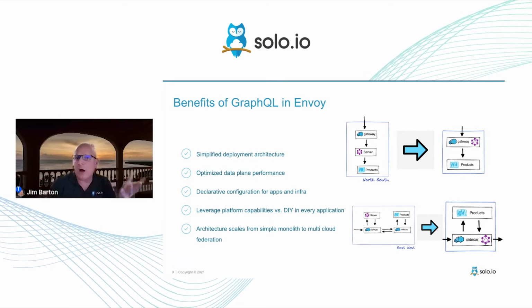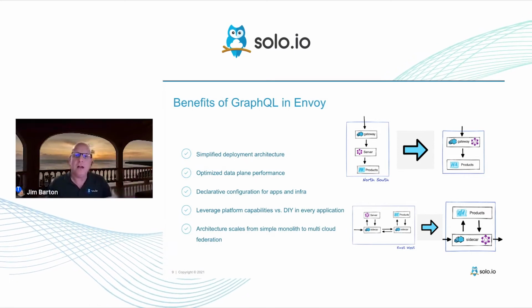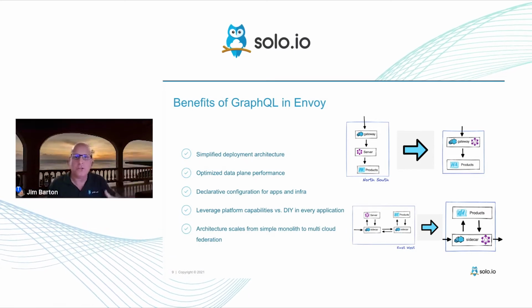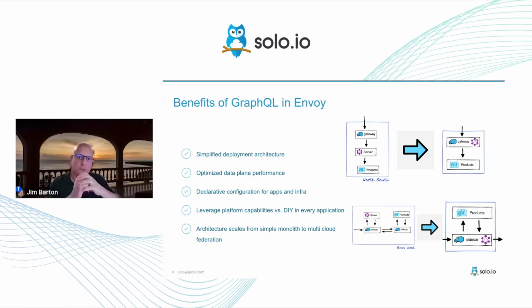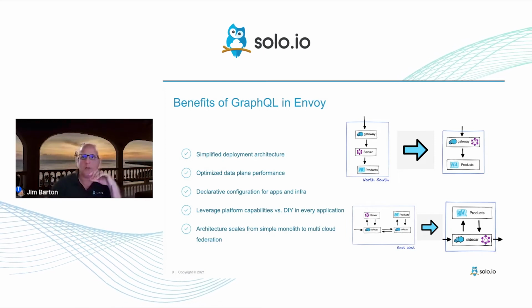In addition, this optimizes the performance of the data plane, because guess what? I no longer have to have this extra hop in my network in order to support GraphQL queries, right? Everything is handled right there in the Envoy API Gateway box.